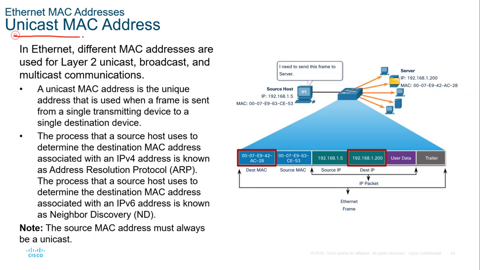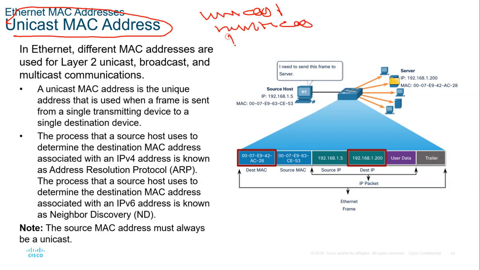We have what you call the unicast MAC address in that process. Actually, you expect the unicast, then multicast, and then the broadcast. So in Ethernet, different MAC addresses are used in layer 2 for unicast, broadcast, and multicast communication. A unicast MAC address is a unique address that is used when a frame is sent from a single transmitting device to a single destination device.